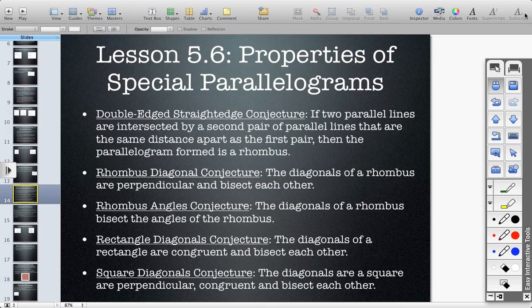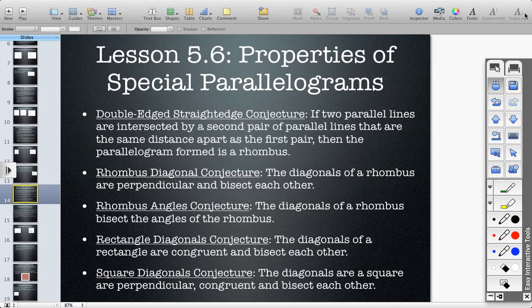The rhombus diagonal conjecture says the diagonals of a rhombus are perpendicular and bisect each other. And the rhombus angles conjecture: the diagonals of a rhombus bisect the angles of the rhombus. The rectangle diagonal conjecture says that the diagonals of a rectangle are congruent and bisect each other. And then the square diagonals conjecture: the diagonals of a square are perpendicular, congruent, and bisect each other.